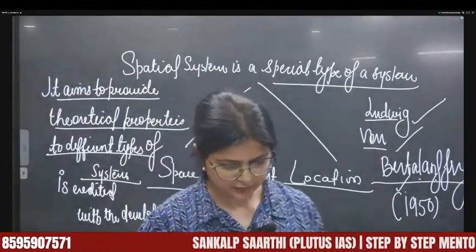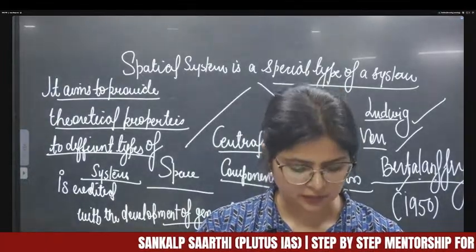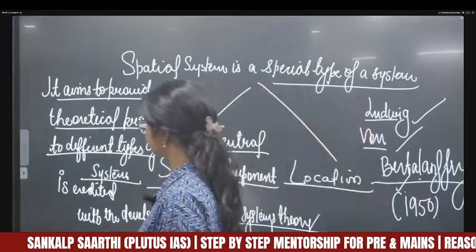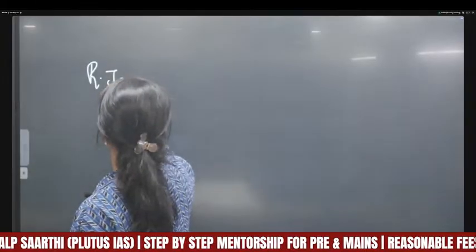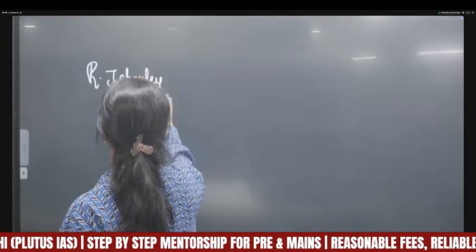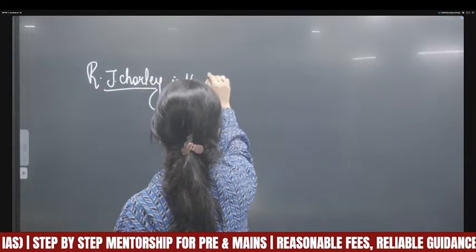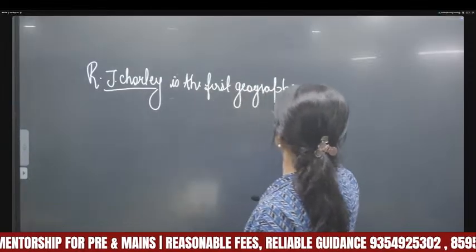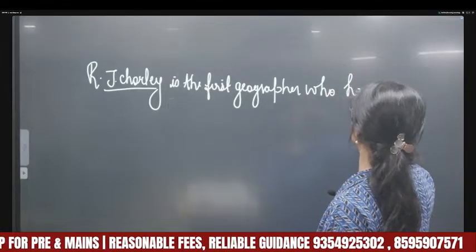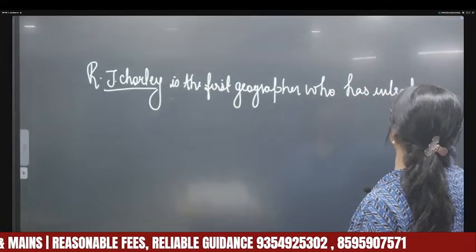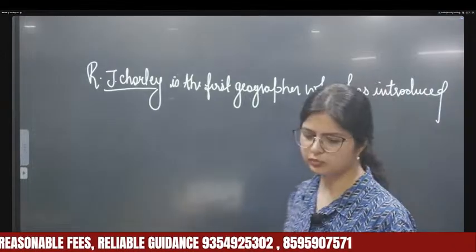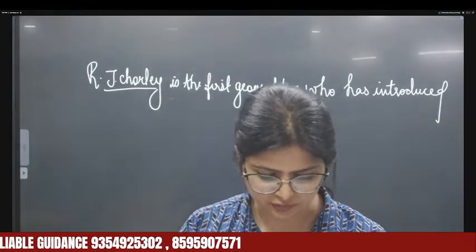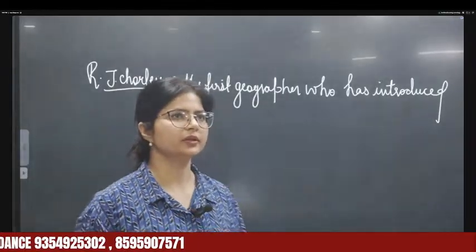देखिए. Next, write down. R.J. Chorley. R.J. Chorley is the first geographer who has introduced general system theory in geography.